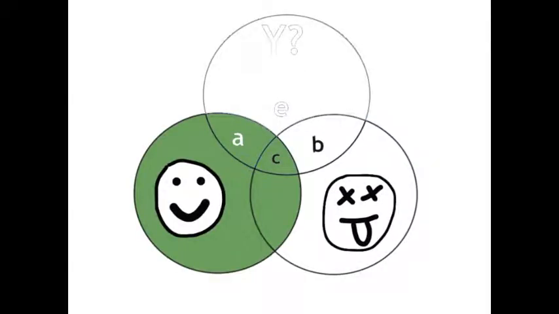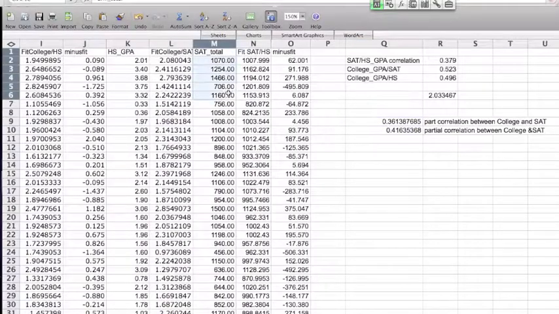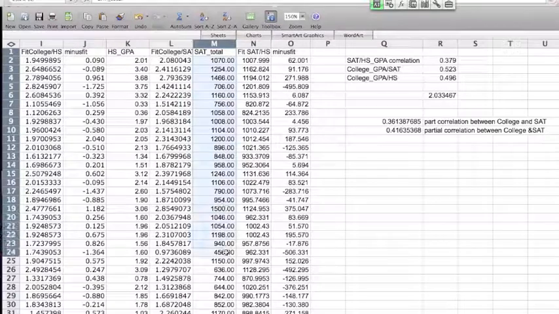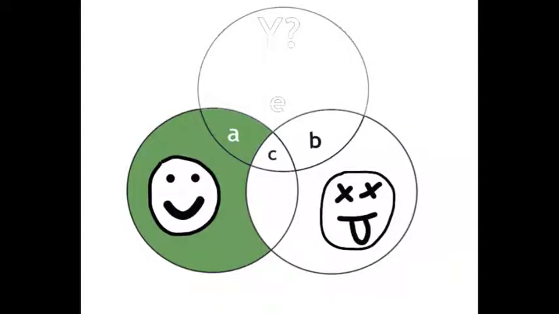So here is our Venn diagram with just the SAT total values represented. This is the predictor we care about in this case. And so for the first step of calculating the part correlation, we're going to need the SAT total values. And what we want to do is subtract from those total values the variance that can be explained by the nuisance variable, high school GPA.